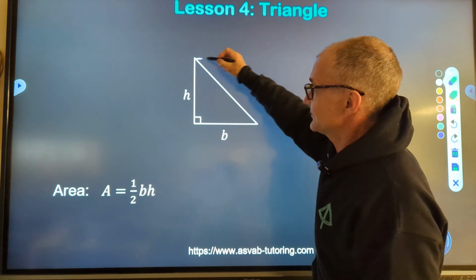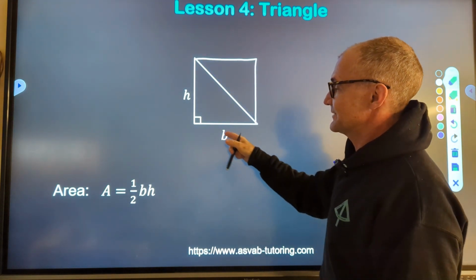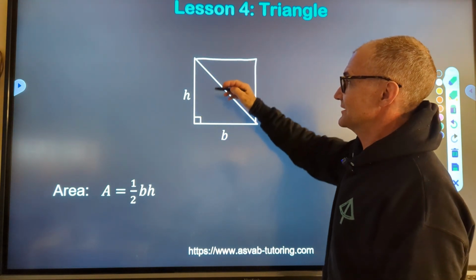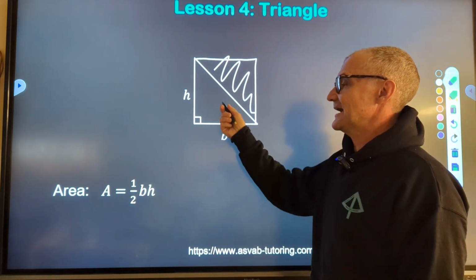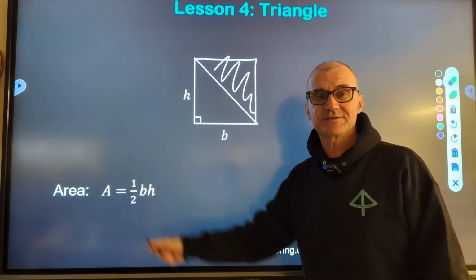Because if I were to draw a square here, I could see that the base times the height would be the area of that square, but I don't want this portion of the square or the rectangle. I only want half of it, and that's where that 1/2 comes in.